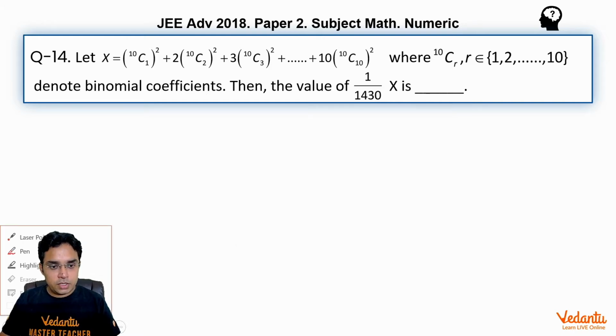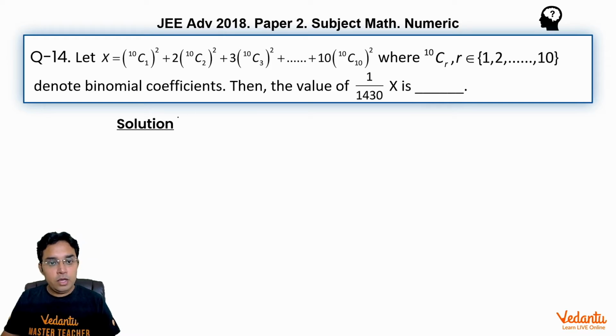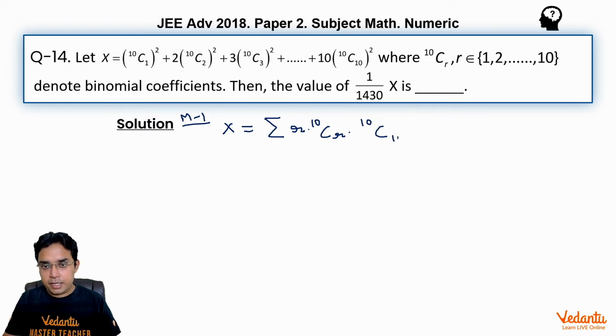Now to solve this question, I have multiple methods. Let me tell you one by one. My first method is the use of PNC. To do this question by method 1, I am writing x equal to sigma r into 10Cr into 10Cr, and this another 10Cr I am writing as 10C(10 minus r), where r is starting from 1 to 10. Let me put this r into 10Cr in one bracket and 10C(10 minus r) in another bracket.